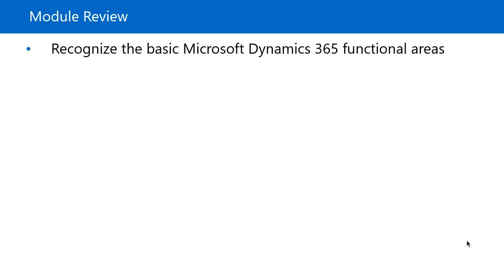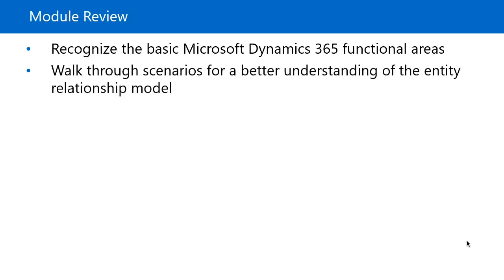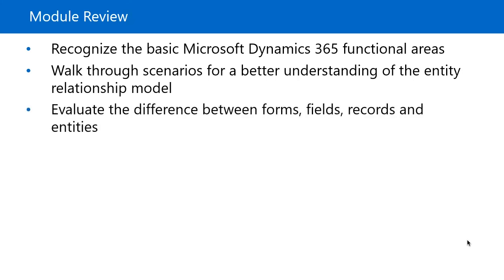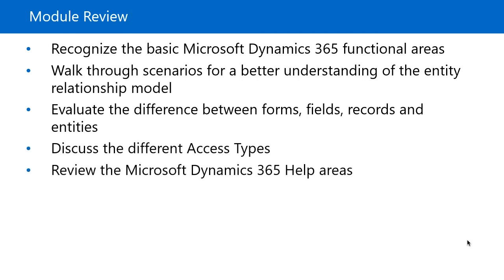Now, this module was just a high-level overview of Microsoft Dynamics 365. We'll discuss these components in greater detail as we progress further into this course. In this module, the objectives were to recognize the basic Microsoft Dynamics 365 functional areas, to walk through scenarios for a better understanding of the entity relationship model, to evaluate the difference between forms, fields, records, and entities, to discuss the different access types, as well as to review the Microsoft Dynamics 365 help areas.